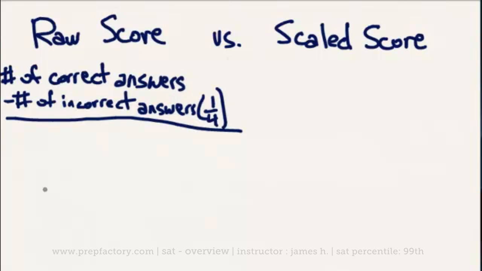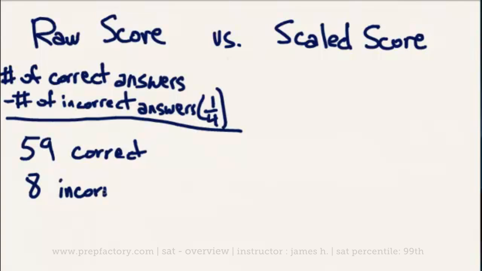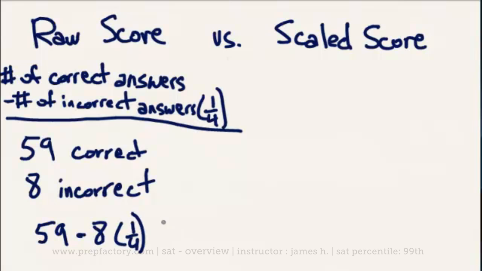So let's take a look at a hypothetical situation. Let's say on the reading section, which we know to have 67 questions, let's say you got 59 of them right, okay? So say you got 59 correct answers, which then, of course, leaves 8 total incorrect answers, right? Now, this would lead to a pretty good score, but let's take a look at what that would be. So your raw score is then going to be 59 minus 8 times 1/4, so 59 minus 2. So your raw score then would be 52.